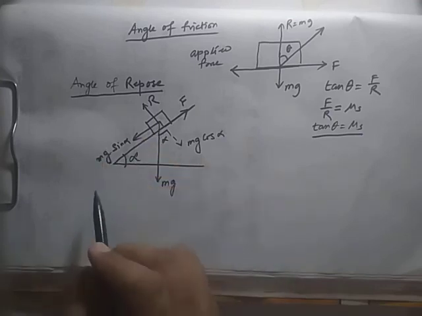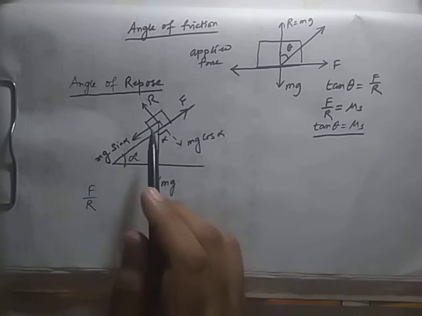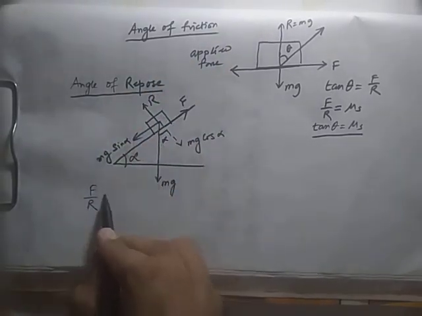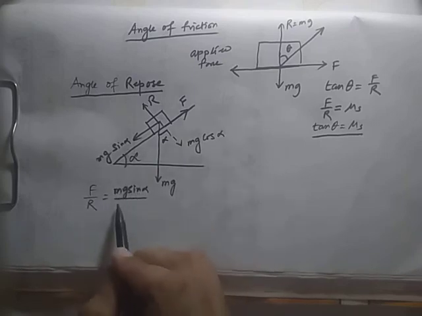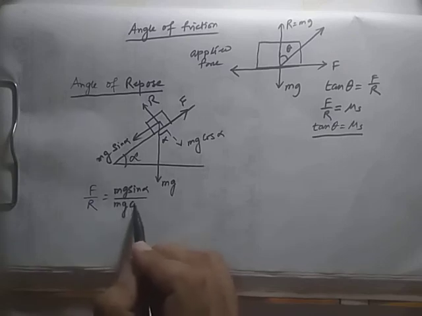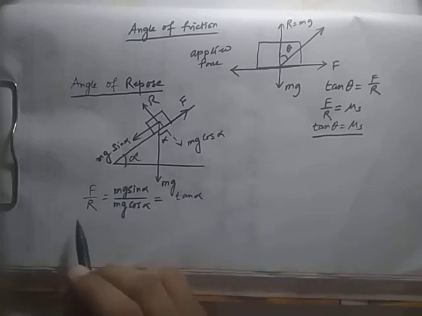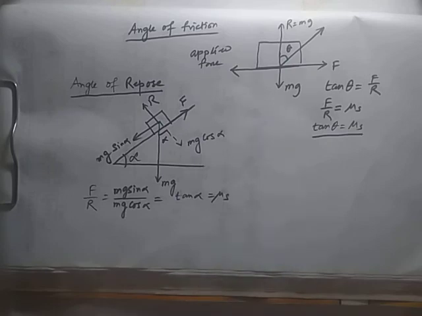So from here also you can find out F by R, you can say R is equal to mg cos theta, F is equal to mg sin theta, because everything is balanced, so the object is static. So F by R is equal to mg sin alpha by mg cos alpha, that means tan alpha. So F by R is equal to mu, also you can write mu s here. So coefficient of static friction is numerically equal to the tangent of the angle of repose. So this angle is known as the angle of repose.